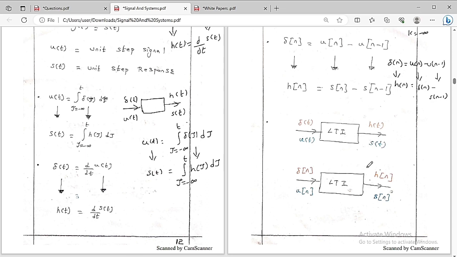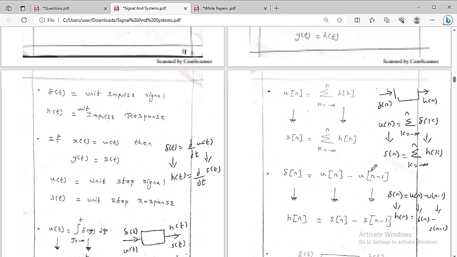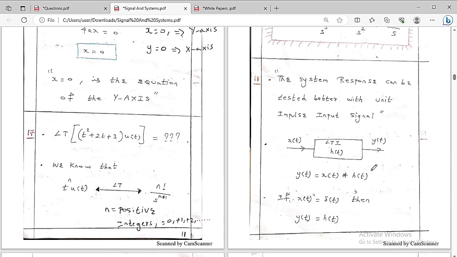If you know the impulse response of an LTI system, then we can tell what properties are going to be satisfied by the LTI system, whether the system is stable or not, whether the system has memory or not, or whether it is a causal or non-causal system. Or whether it is invertible or non-invertible, all these things we can analyze. So therefore, the system response can be better tested with the unit impulse as the input signal. So listen carefully. Finally, I can say the system response can be tested better with the unit impulse input signal.